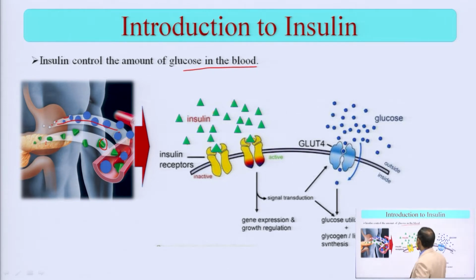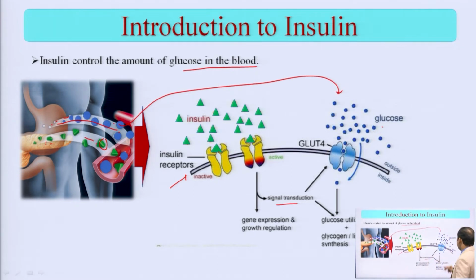So, what is insulin doing? Basically, when your pancreas releases a huge amount of insulin, the insulin comes to your cell surface. There are some insulin receptors. First it will bind with the insulin receptor, then it will give some signal to another receptor, and that receptor will allow this glucose to enter into your cell.